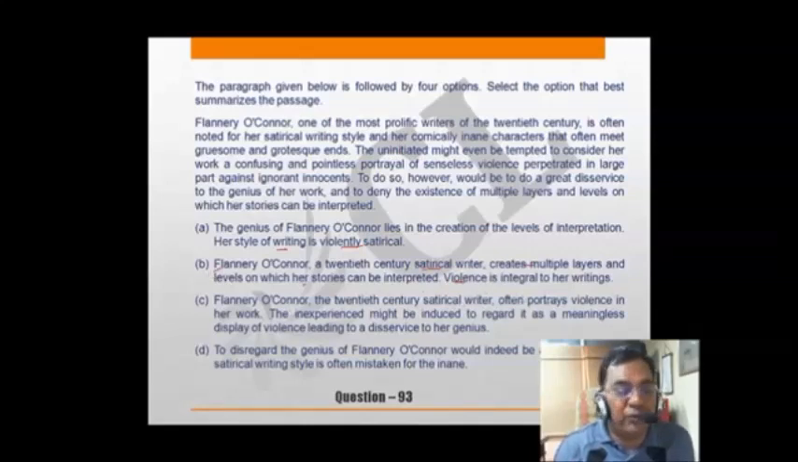Satirical writer often portrays violence in a work. Then the experience might be induced to regard a meaningless display while leading to this. This is better. This is much better according to me. I'm going for C as the answer.